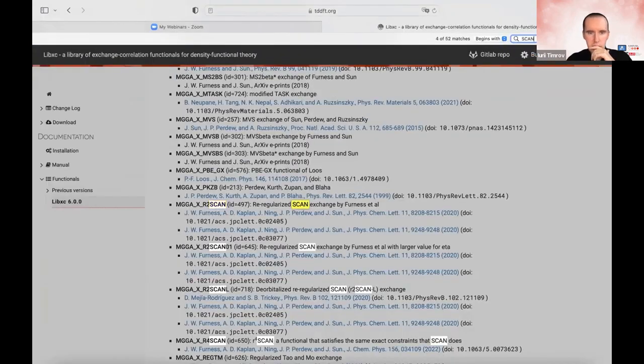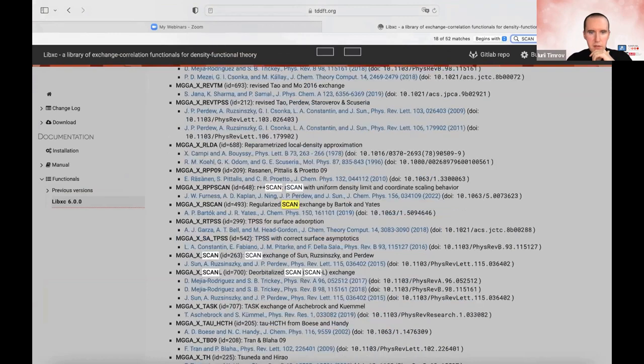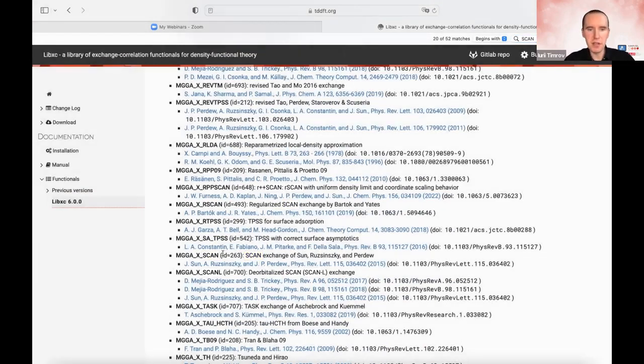So let's see. We continue the search. Okay, I found it finally. Here it is, SCAN exchange of Sun, Ruzsinszky, and Perdew. So this is exchange, and in the same way you can find correlation. The ID is written here: ID equals 263. This is for the exchange. In the same way you do correlation for meta-GGA SCAN. And there are many flavors of SCAN. You can browse here and use them if you want.